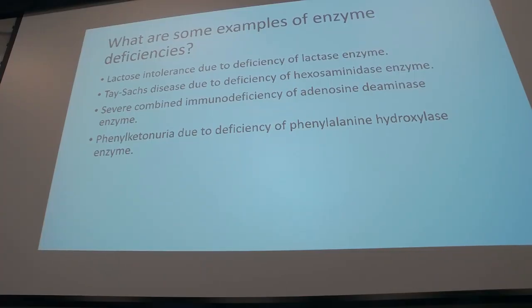A deficiency for the conversion of one amino acid into another one is phenylketonuria. It is a deficiency of phenylalanine hydroxylase. People who are born without this phenylalanine hydroxylase cannot ingest phenylalanine in their diet, because that will lead to accumulation of byproducts that will damage the brain.